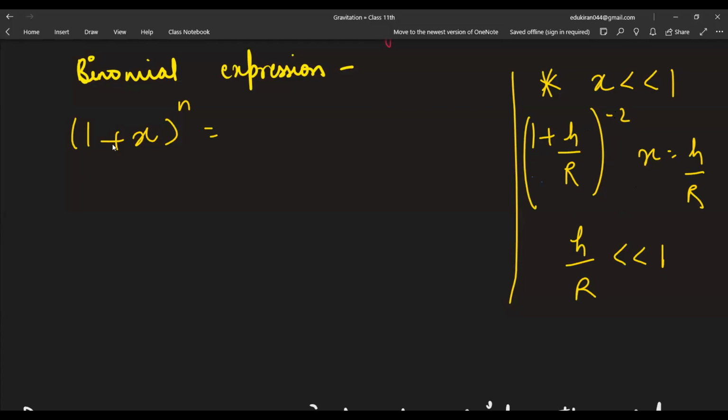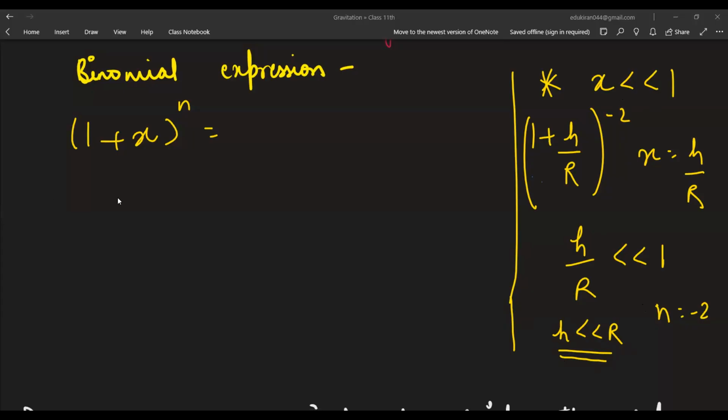So in this statement, 1 plus x to the power n, x is h by r and n is minus 2. If h by r is very, very less than 1, it means h is very, very less than r. Do you understand this? See, x has to be less than 1, meaning this quantity has to be less than 1. So it means h has to be less than r. If you see this condition, then you can apply the binomial expression. Otherwise, the formula before this, which I have written, was enough.